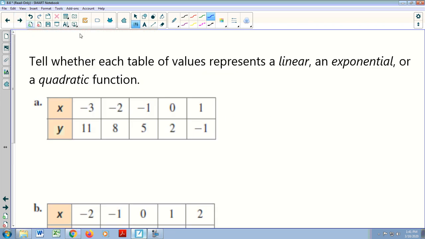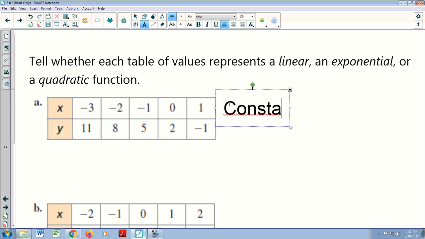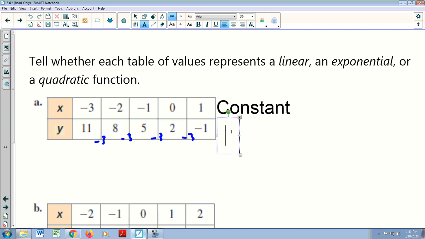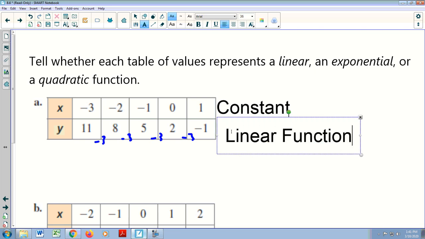So we're just going to start. So I'm looking at -3, -2, -1, 0, 1. That's constant. They're going by the same amount each time. But now I have to start thinking about my data here. So 11 to 8, that is subtracting 3. 8 to 5, subtract 3. 5 to 2, subtract 3. 2 to -1, that's subtracting 3. We're doing the same thing each time. So that tells me this is a linear function.